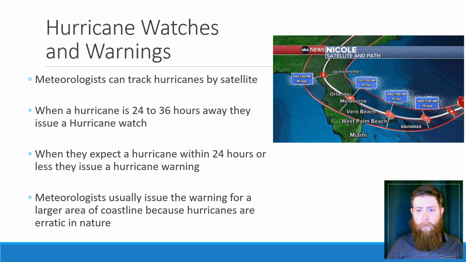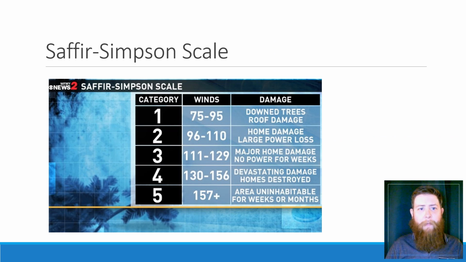When we classify hurricanes, we do it based on wind speed. And so this one here is, I believe, in miles per hour. And we use what's called the Saffir-Simpson scale. So at a Category 1 hurricane with winds of 75 to 95 miles per hour, we get downed trees and roof damage. As we move to category 2, which is 96 to 110, we get home damage, we get large power loss. As we move to category 3, the winds are now moving at 111 to 129 miles per hour. We get major home damage and no power for weeks as we rip apart whole infrastructure.